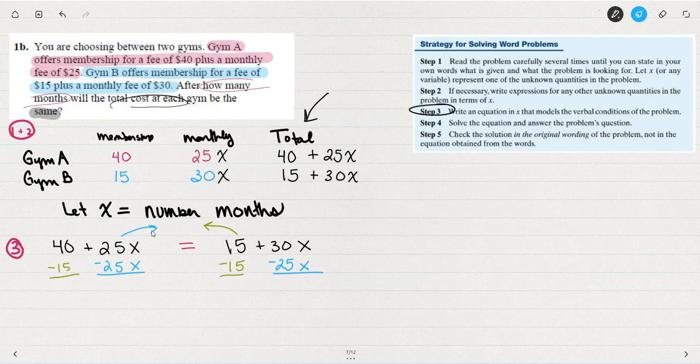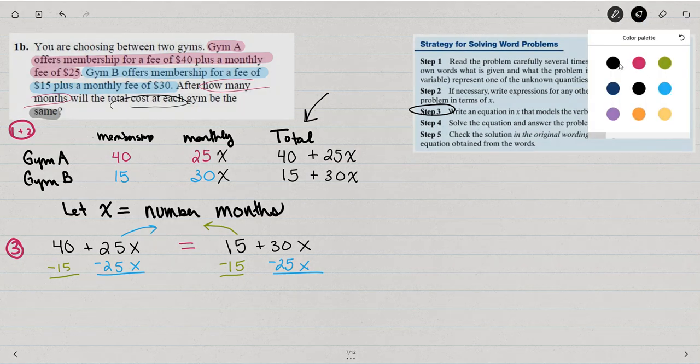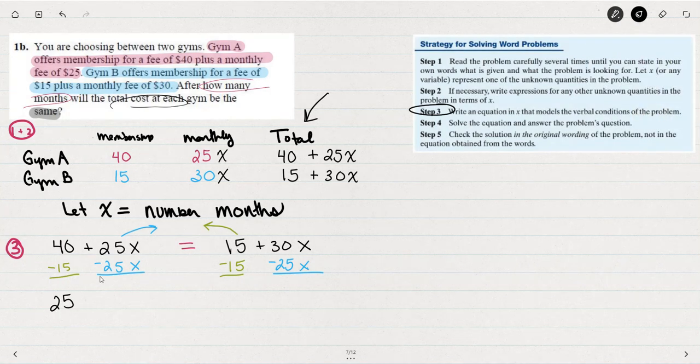So if I do this arithmetic, you should feel free to use a calculator if you find that you need to, or if that helps you be certain that you're not making a calculation error. 40 minus 15 is going to give us 25. 25x minus 25x is 0.